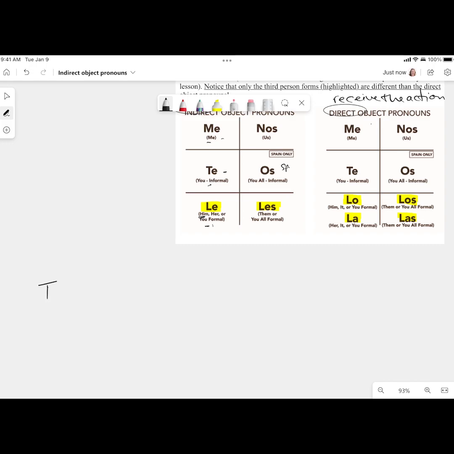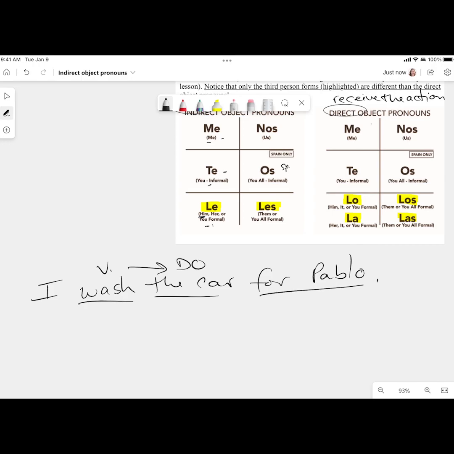Think about it: direct receives the action first, right? And to or for whom is secondary to receiving that action. So let's look at a simple sentence. I washed the car for Pablo again. We identify my verb. What is receiving the action of being washed? The car. So that is my direct object. And then to or for whom is the car being washed? Is it being washed for the car? No, it's being washed for Pablo. So for Pablo is my indirect object.